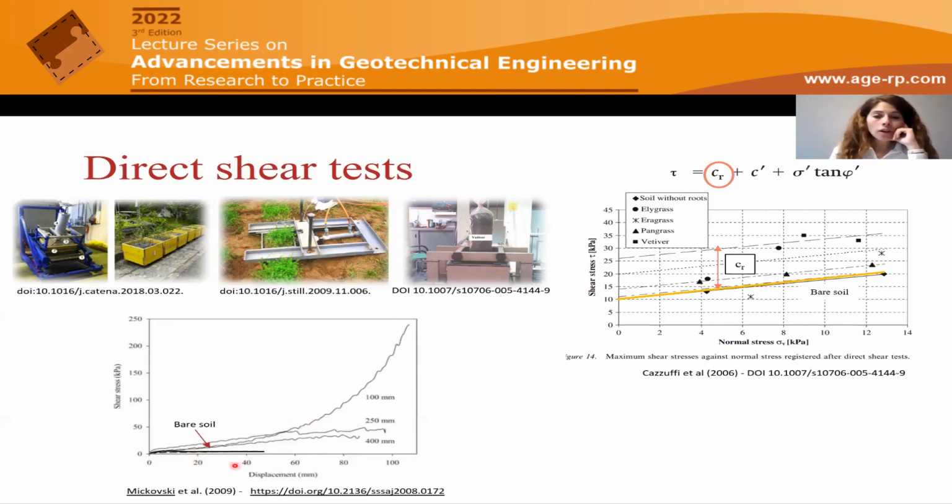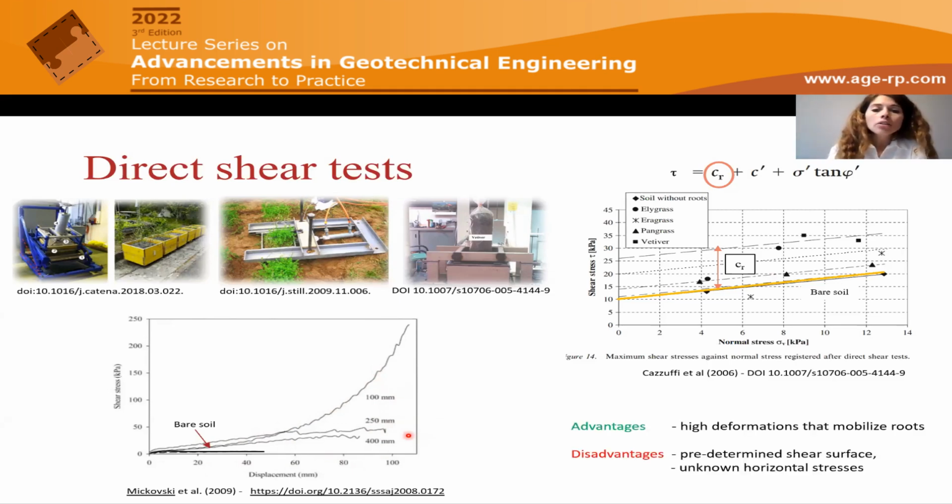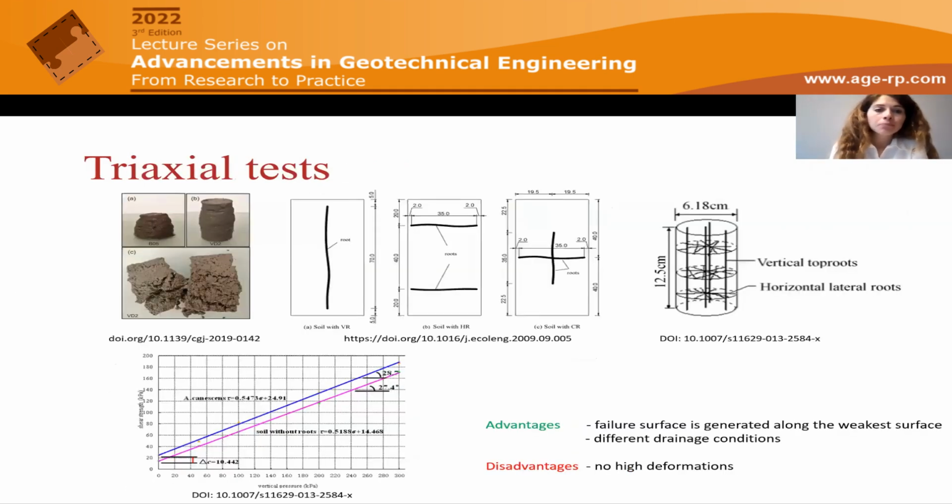We can observe not only an increment in the shear stress that is tolerated by the rooted soil, but also a dramatic increment of the maximum displacement allowed in the rooted zone. And these are three curves for three different depths of the shear surface applied in direct shear tests. One of the advantages of the direct shear apparatus is that it allows reaching high deformation that mobilizes roots, while the limitations are related to a predetermined shear surface, and also that horizontal stresses are unknown.